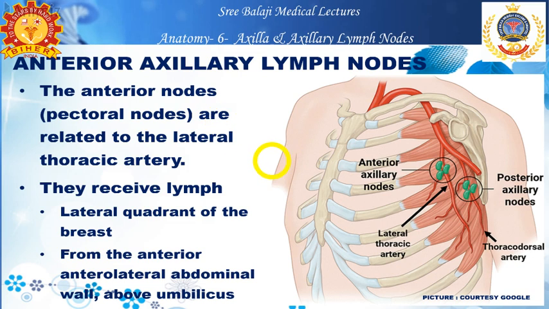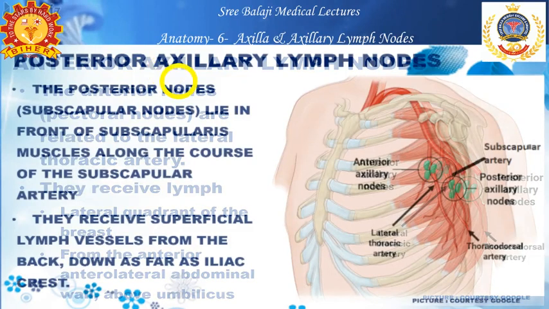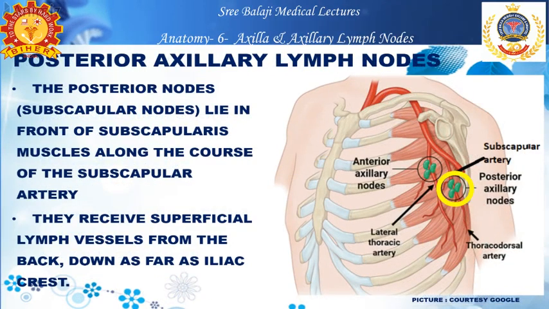The anterior axillary lymph nodes are related to the lateral thoracic artery. These are also called the pectoral group of nodes. They receive lymph from the lateral quadrant of the breast and from the anterolateral abdominal wall above the umbilicus. The posterior axillary lymph nodes are also called subscapular lymph nodes. They lie in front of the subscapularis muscle along the course of the subscapular artery. They receive superficial lymph vessels from the back down as far as the iliac crest.